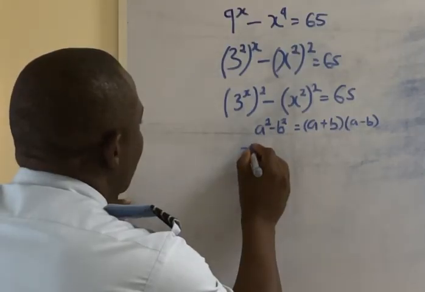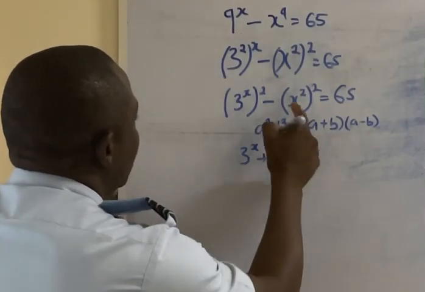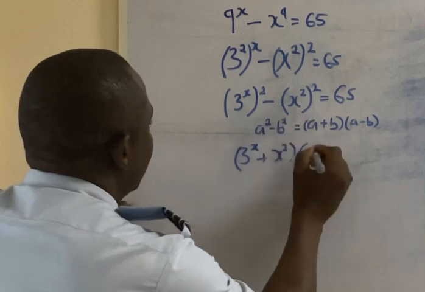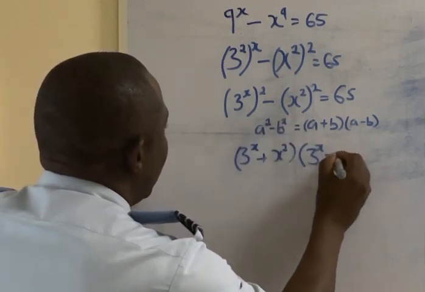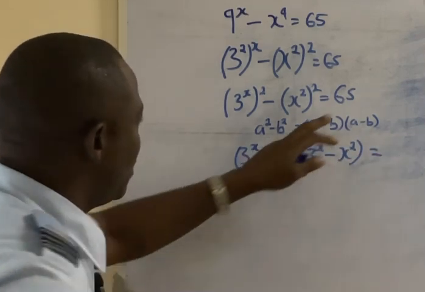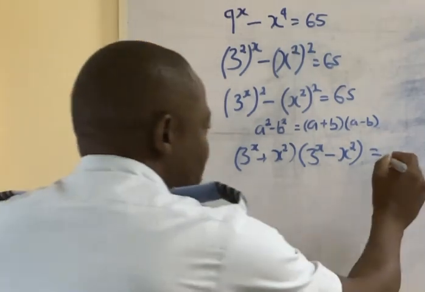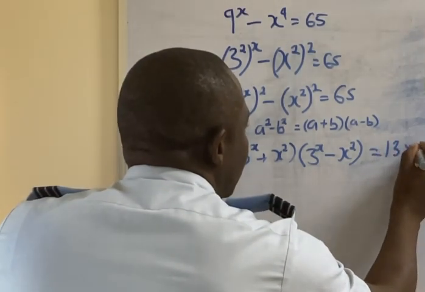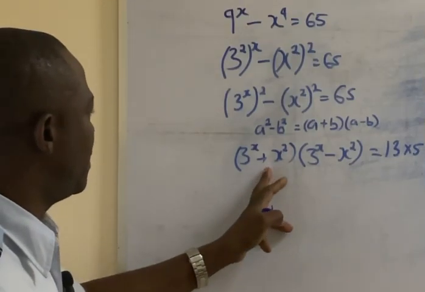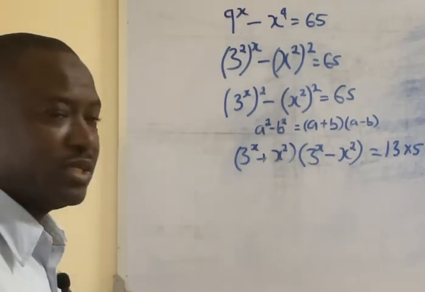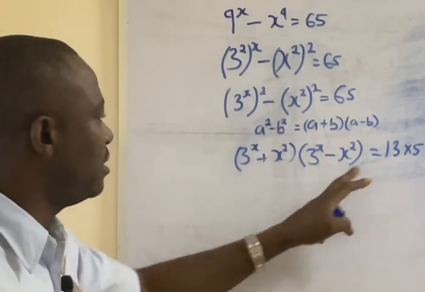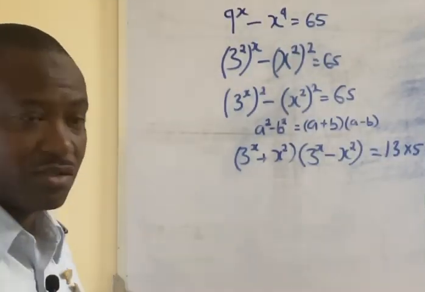So we can take the first term, 3 power x, plus the second term, which is x squared, in one bracket, and we bring another bracket, 3 power x minus x power 2, is equal to, then we can break this 65 to 13 times 5. Now we see that the relationship between this first bracket and the second bracket is multiplication, and we have multiplication between 13 and 5. So we can equate the first bracket to 13 and the second bracket to 5 to form a simultaneous equation.